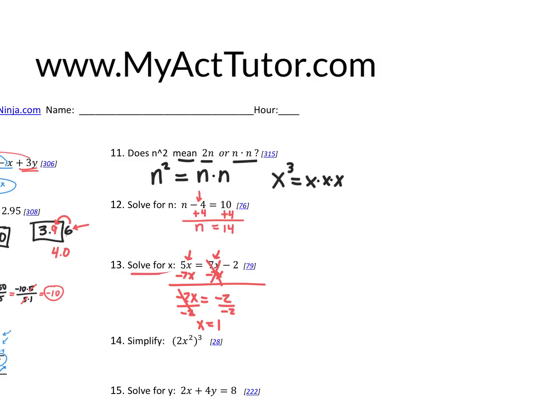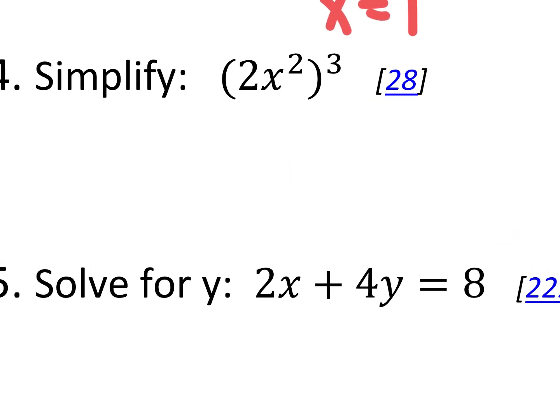Okay, for skill 28, we are taking this problem and focusing on this power of 3. If that power of 3 wasn't there, there wouldn't be anything to do at all. Because inside the parentheses, you can't combine the 2 and the x squared any more than they already are. That's 2x squared. So then it's just about putting it to the third.